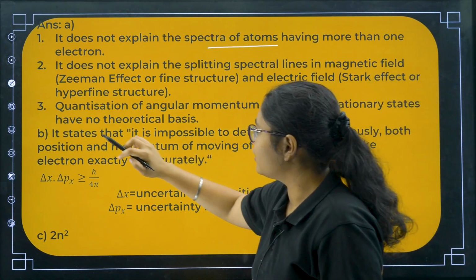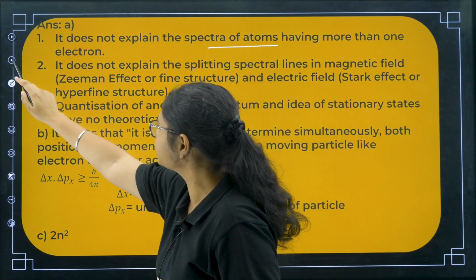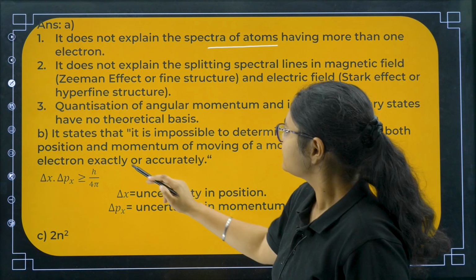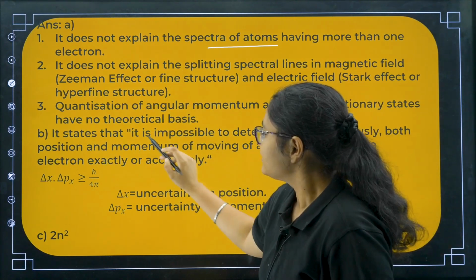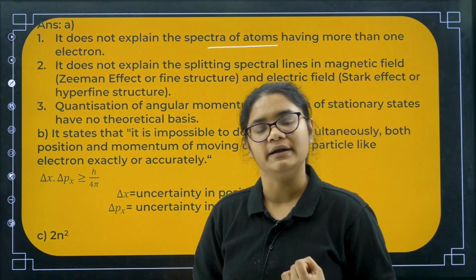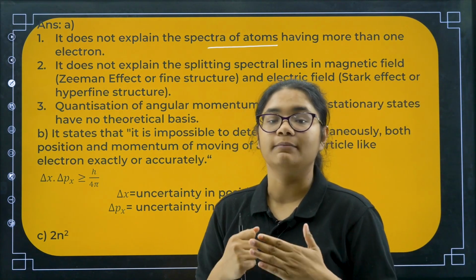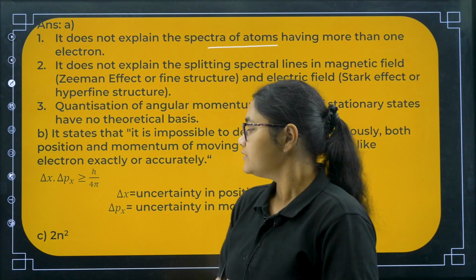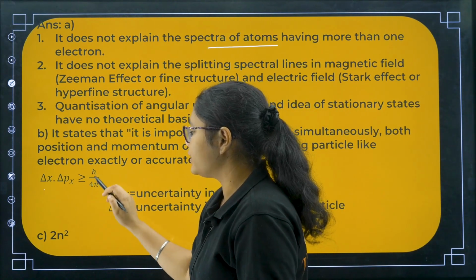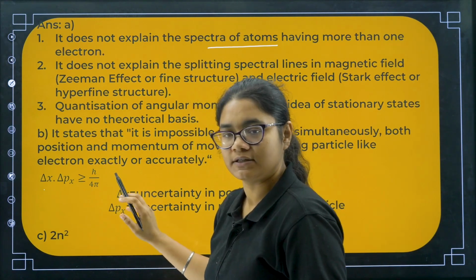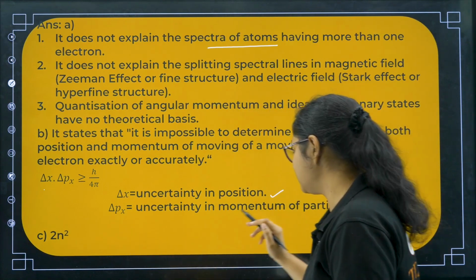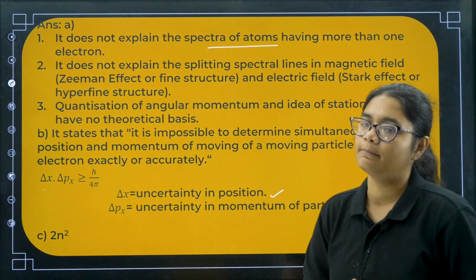Next, what was the question? One second. State Heisenberg uncertainty principle. Okay, so what is the Heisenberg uncertainty principle? It states that we cannot calculate the momentum and the position of a microparticle simultaneously. Okay, and what is the expression? Delta x into delta p is greater than or equal to h by 4 pi, and here you have to mention the terms. Delta x is the uncertainty in position, delta p is the uncertainty in the momentum of the particle.